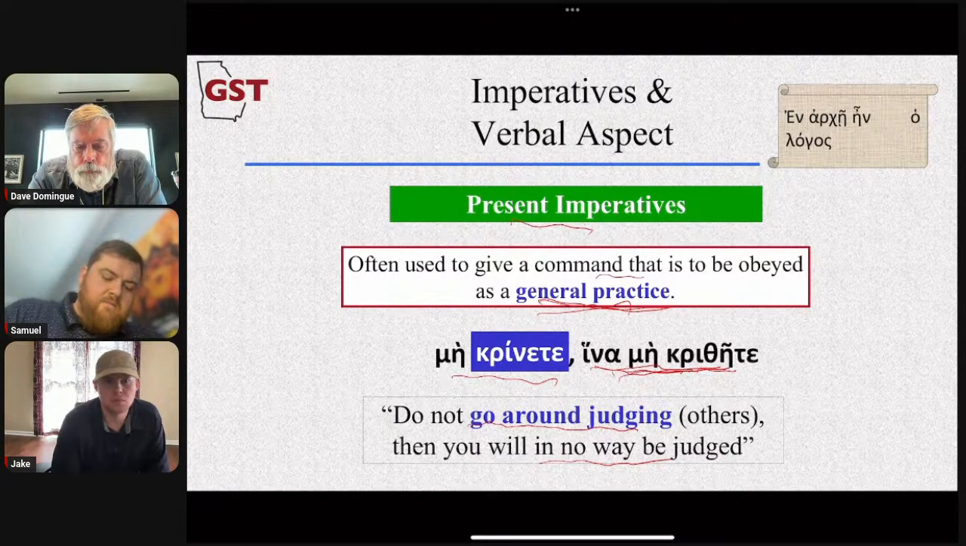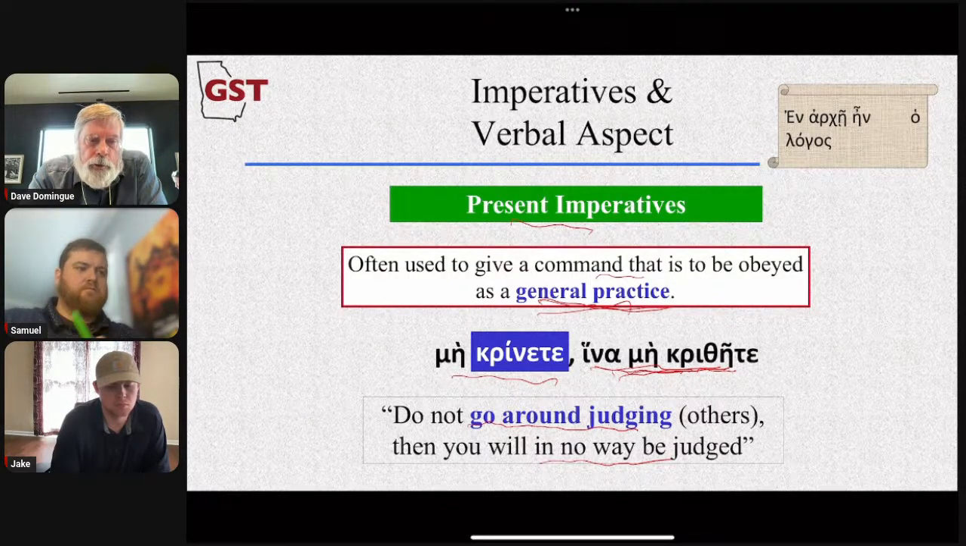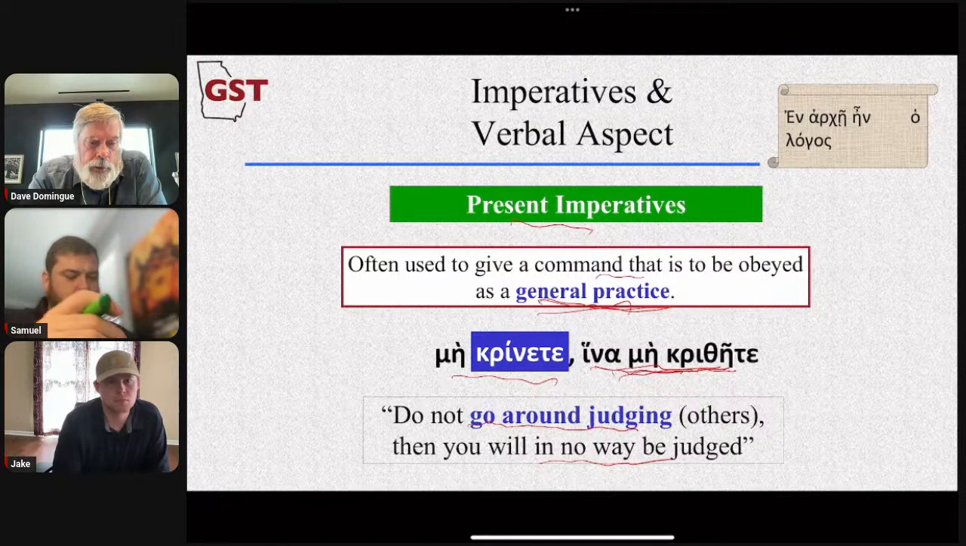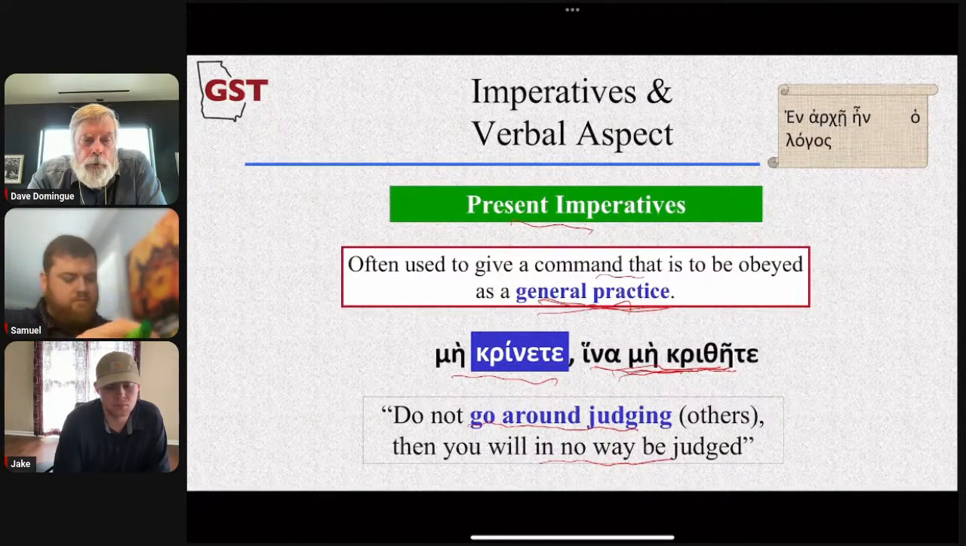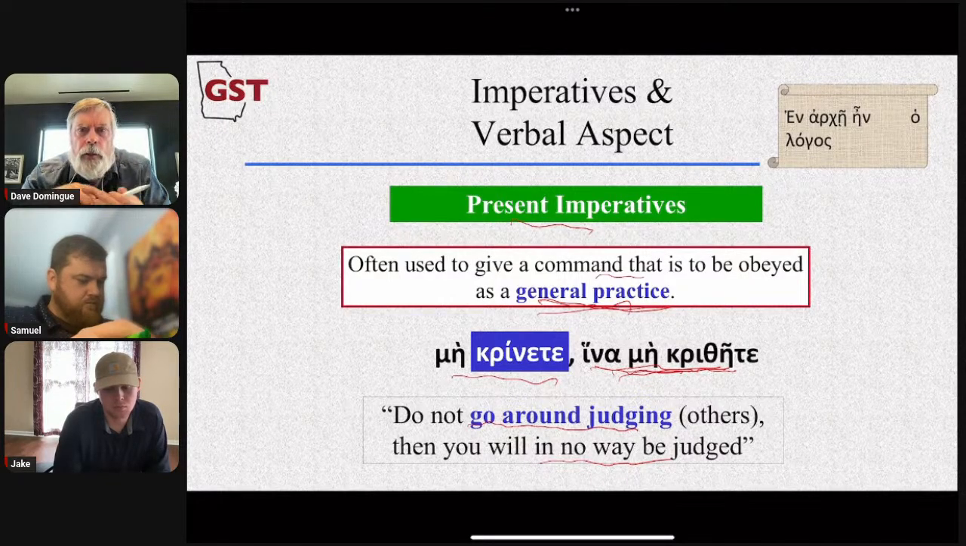Anything else? Because I want to close out with the last mood. Now we've talked about the other moods, the indicative mood, the subjunctive mood, the imperative mood, and now we want to bring out the optative mood. Now the optative mood is really not emphasized in our grammar. Let's see why.